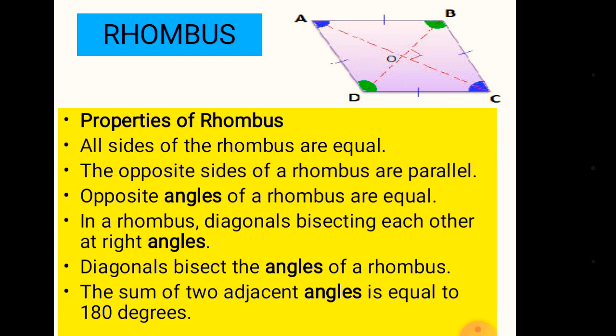So adjacent angles, if you add them, the total is always 180 degrees. Similarly, if you take A and D, also the total will be 180 degrees. So any two adjacent angles, if you add, the total is 180 degrees.